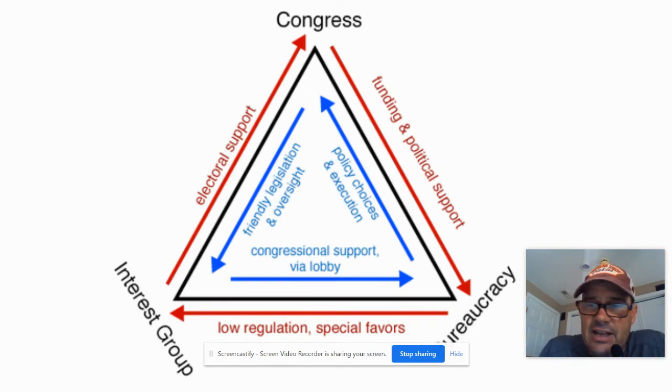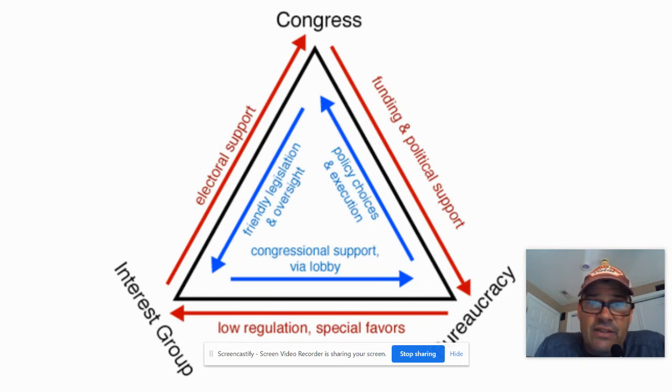There's the relationship showing. Look at the red side, the outside red. It started with the interest group. The interest group gives electoral support to Congress. That means money during the election. The Congress then funds and gives support to the bureaucracy. The bureaucracy then gives regulations and special favors to the interest group based on what the interest group wants.